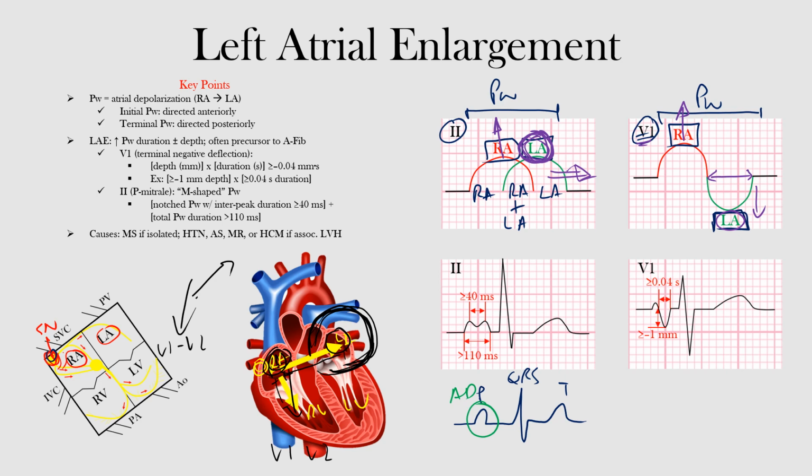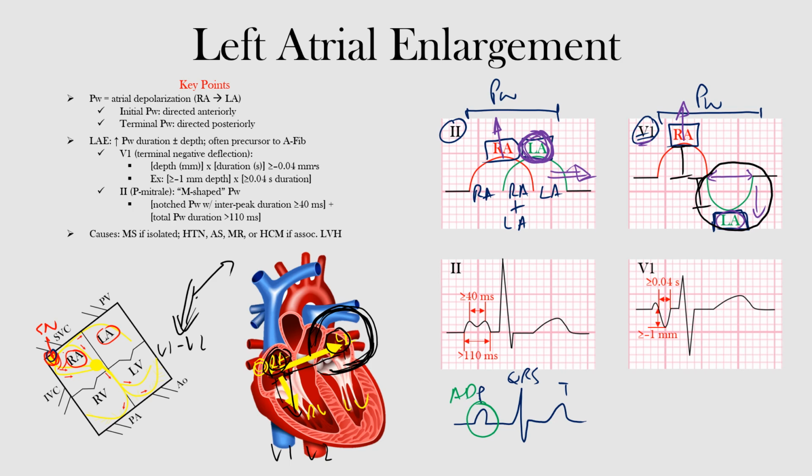And as it heads towards the left atrium, we're going to see these negative deflections, okay? And that's why in V1 and V2 sometimes you can see the terminal portion of the P wave directed negatively, whereas the right atrium, as the vector heads towards those leads, will be upright in V1. Okay, so our focus here is left atrial enlargement, so let's see what we should look for.